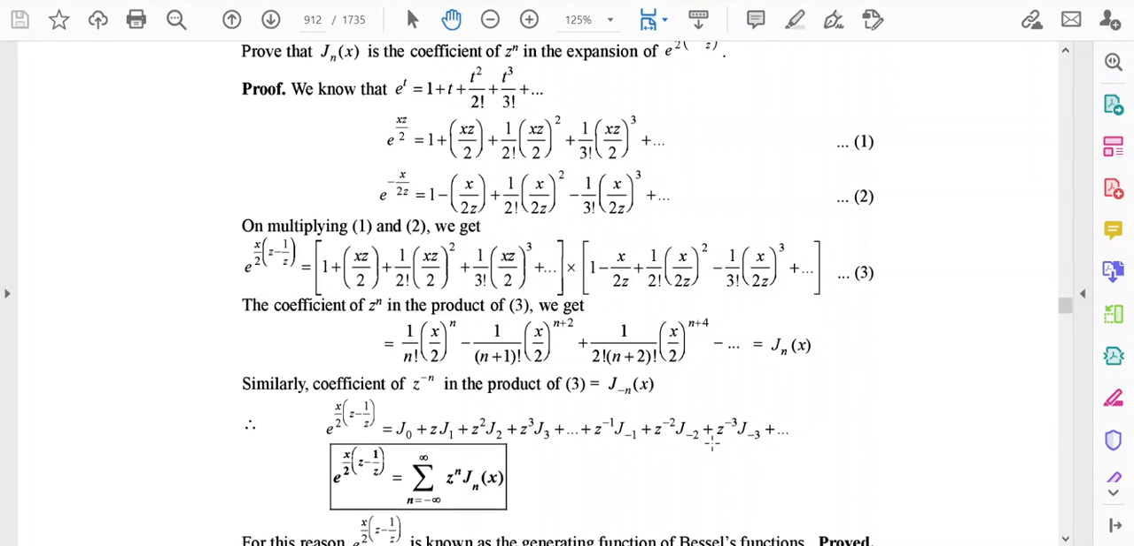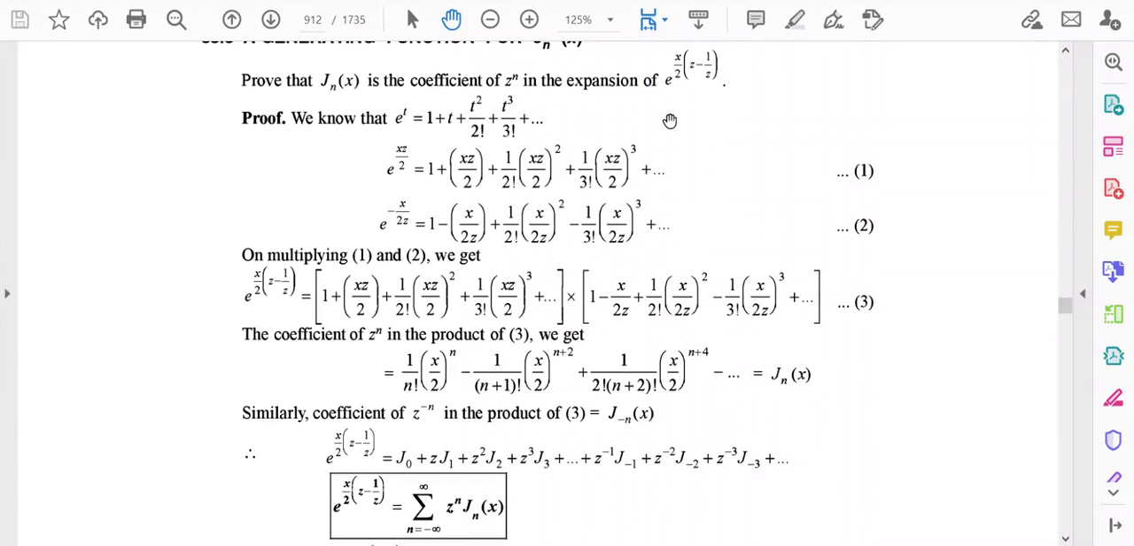Why are we writing this? Because for this exponential series, the coefficient of z to the power n is jn. This series can be expanded in terms of z to the power n, because every term is some power of z. But Jnx is the coefficient of z to the power n, and j minus nx is the coefficient of z to the power minus n.